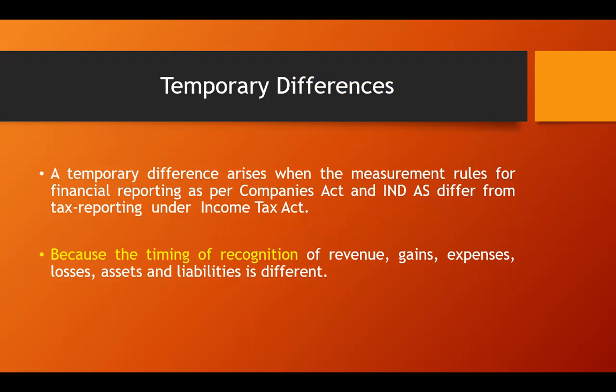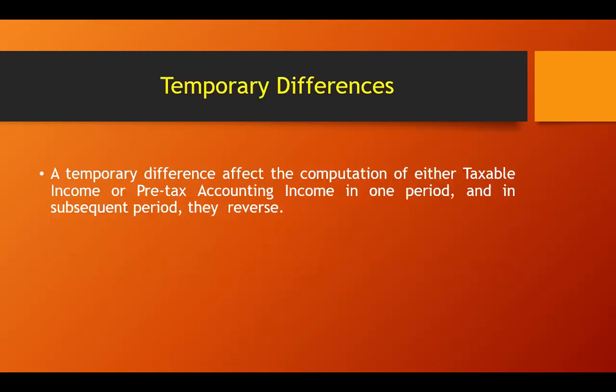The second difference is temporary differences. A temporary difference arises when the measurement rules for financial reporting as per the Companies Act and Ind AS differ from the tax reporting under the Income Tax Act. Means there are so many measurement rules. For example, valuation of stock, FIFO method, LIFO method, etc. Determination of depreciation, straight line method, WDV method, so many methods are there. These are the measurement rules applied for computation of total income and profit before tax, which differ between the Companies Act and the Income Tax Act, because the timing of recognition of revenue, gains, expenses, losses, assets and liabilities is different. Therefore, we call them temporary differences.